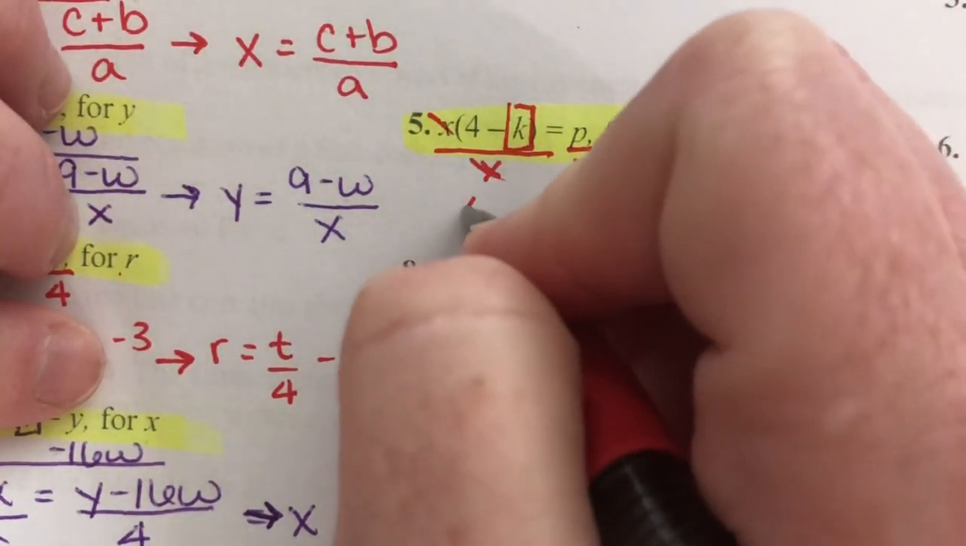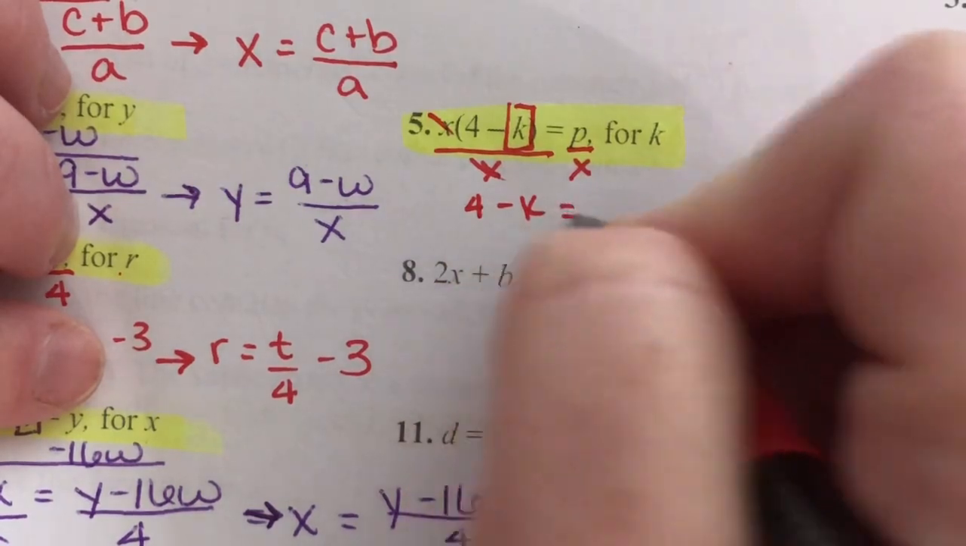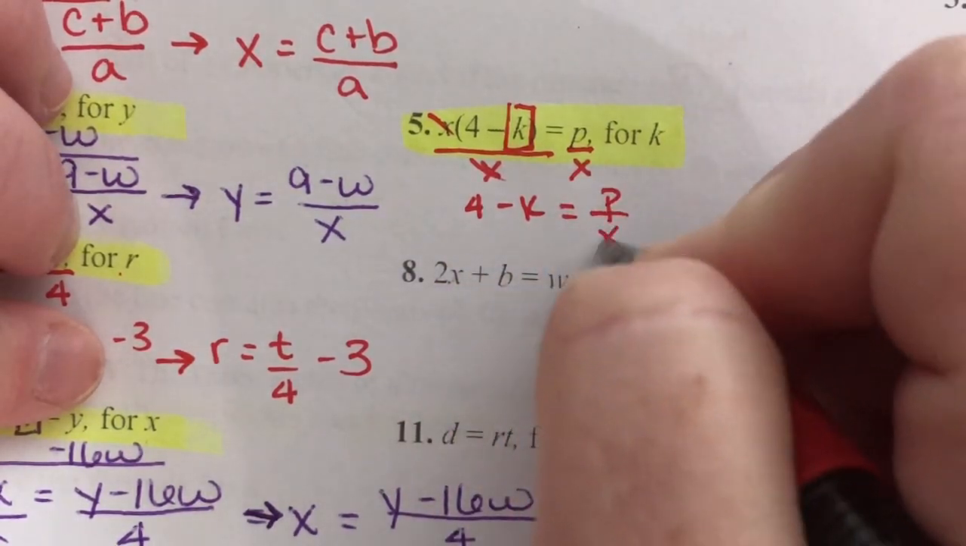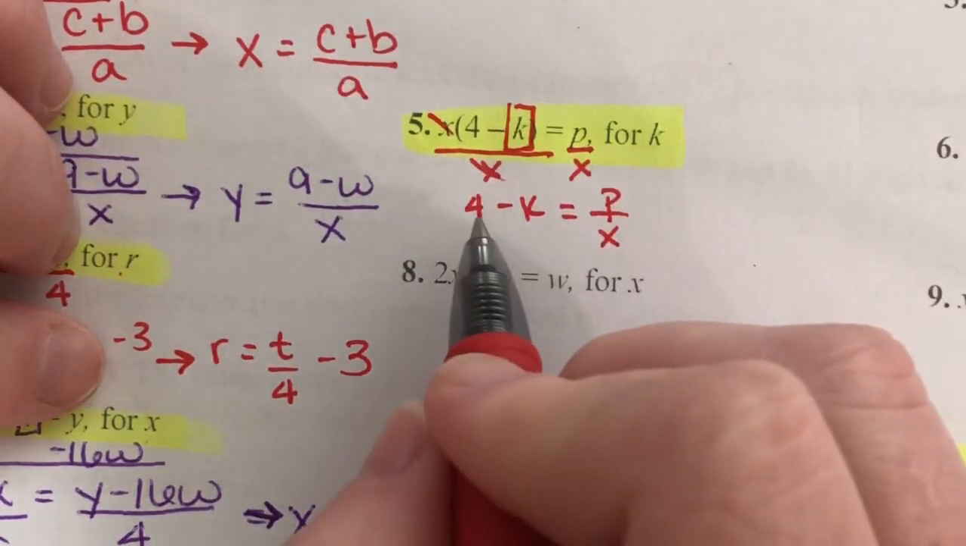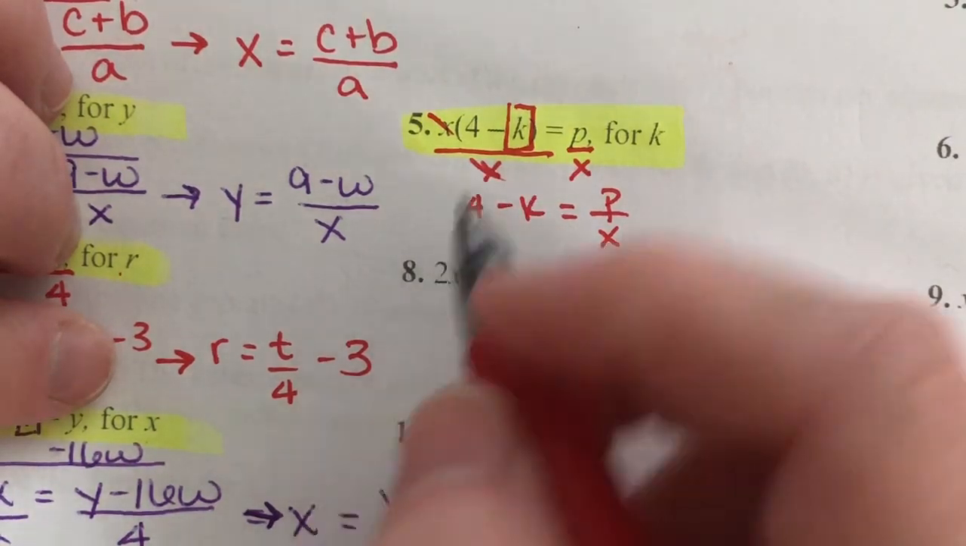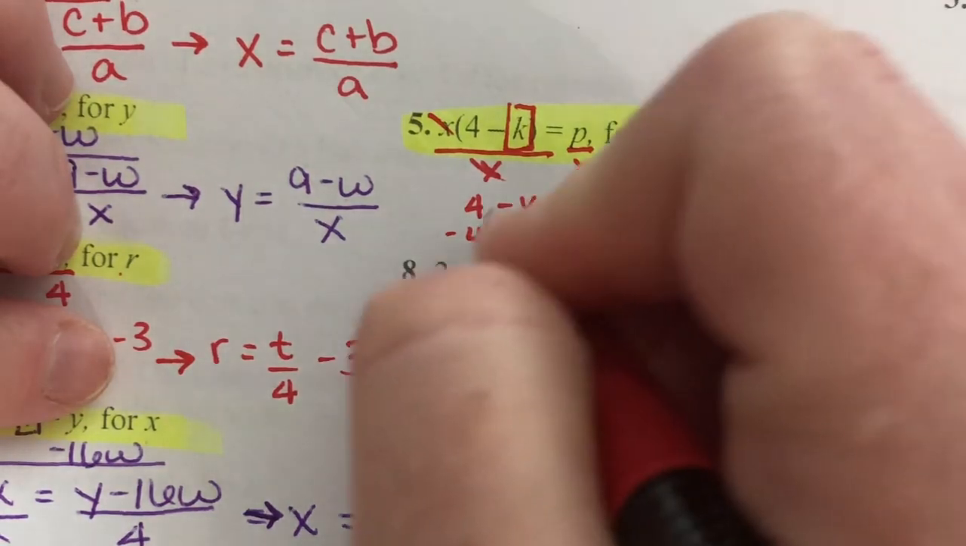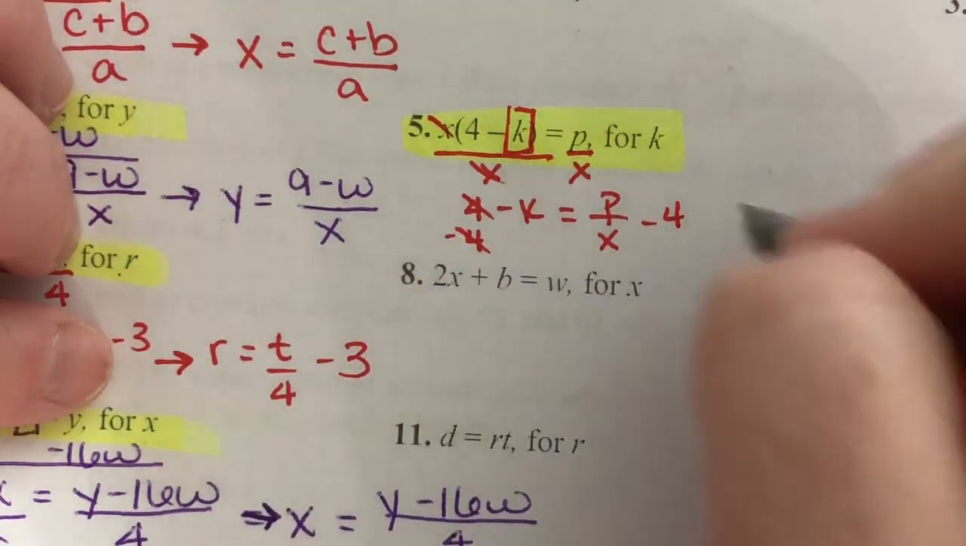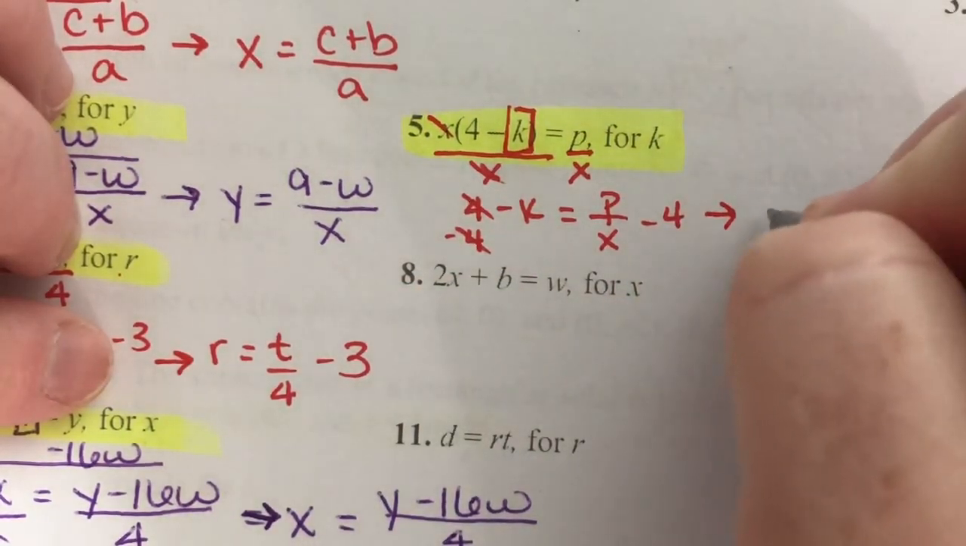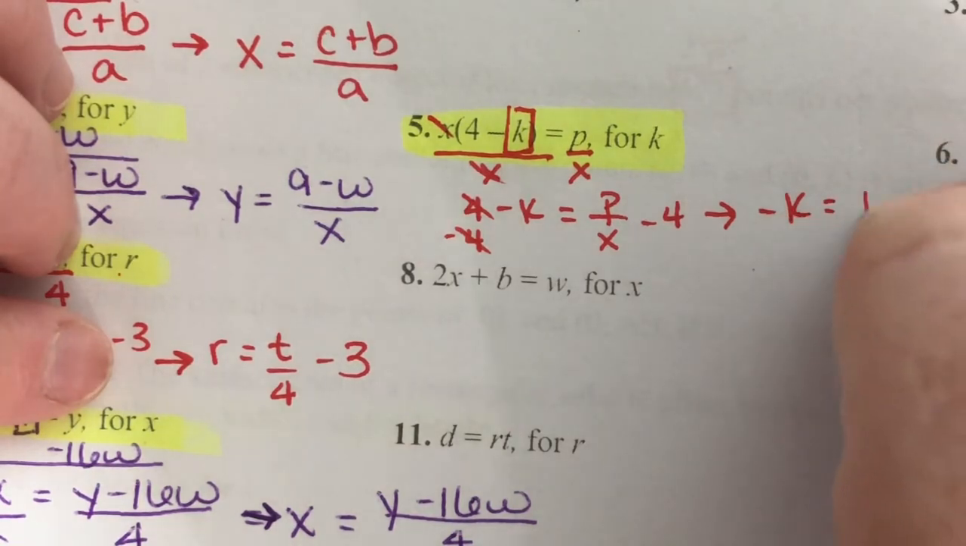So I'm left with 4 minus k equals p divided by x. And I want to get k alone, so I'm going to get rid of the 4, but then I'm going to be left with negative k, right? So these 4's cancel. So I'm going to have negative k equals p over x minus 4.